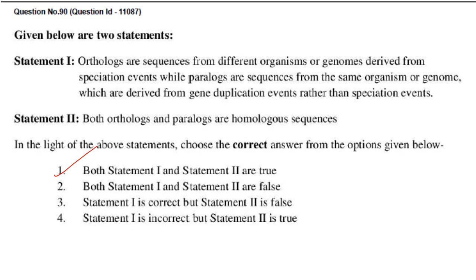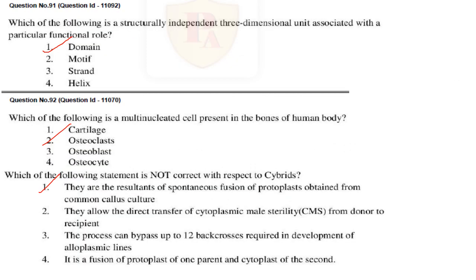In the light of the above statement, choose the correct option from the options given below. Statement 2. Both orthologs and paralogs are homologous sequences. So both the statements 1 and 2 are correct. Answer is option 1. Then next one. Which of the following is a structurally independent three-dimensional unit associated with a particular functional role? It is called the domain. Answer is option 1.